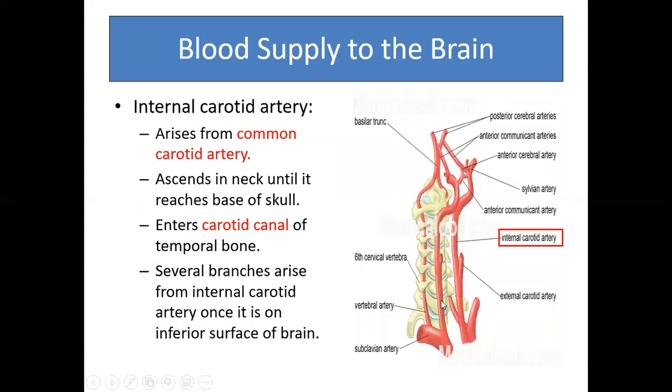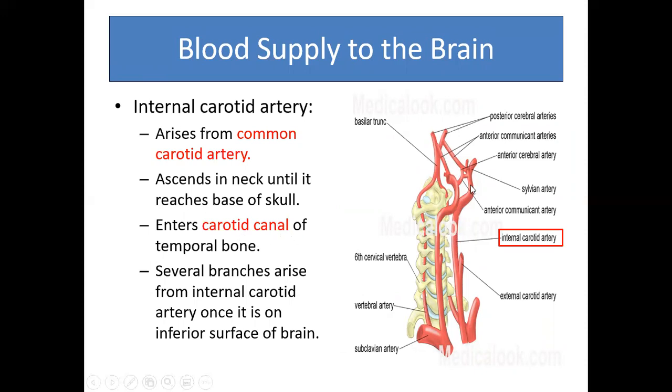And then for the internal carotid artery, if you see here, we have the internal carotid artery. We also have two. This is the internal carotid artery, and this is the common carotid artery. The common carotid artery will further divide into the external carotid artery and the internal carotid artery. This internal carotid artery arises from the common carotid artery, and it will go up into the neck until it reaches the base of the skull. It will enter the carotid canal of the temporal bone.